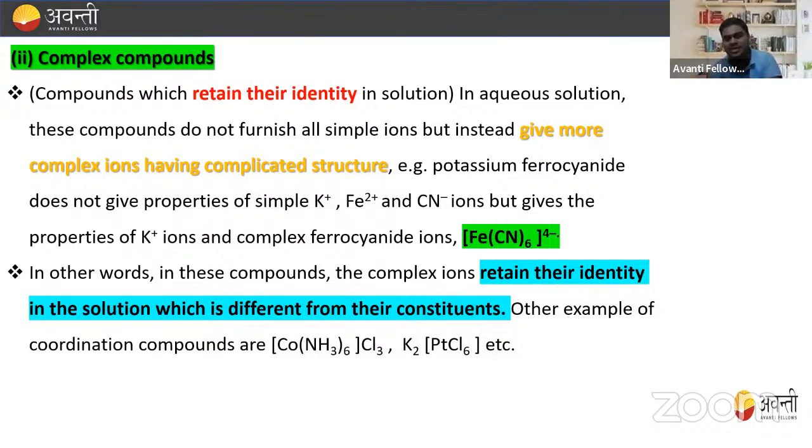And next, in aqueous solution, these compounds do not furnish all simple ions, but instead give complex ions having complicated structure. For example, potassium ferrocyanide does not give the properties of K plus, Fe2+ and CN minus ions, but gives the properties of K plus ion and a complex ferrocyanide ion. Right. In other words, in this compound the complex ion retains its identity in the solution, which is different from its constituents. Other examples are hexaamminecobalt(III) chloride, or we say potassium hexachloroplatinate, K2PtCl6. They are all examples of complex compounds which do not dissociate in water and keep their identity.